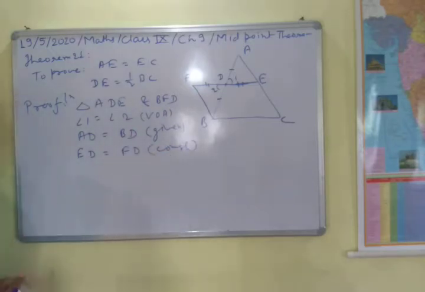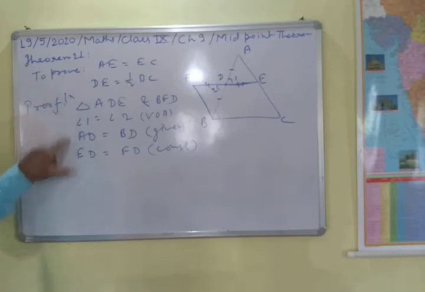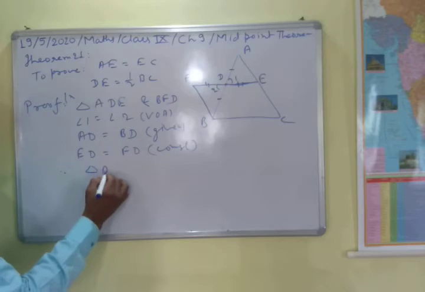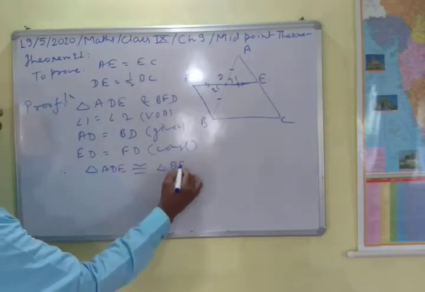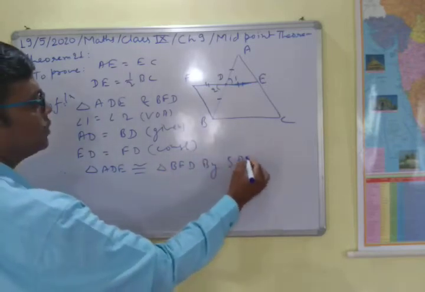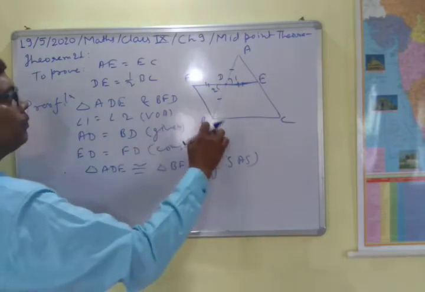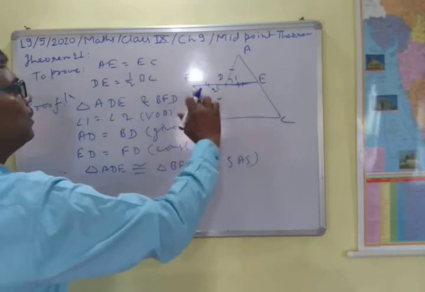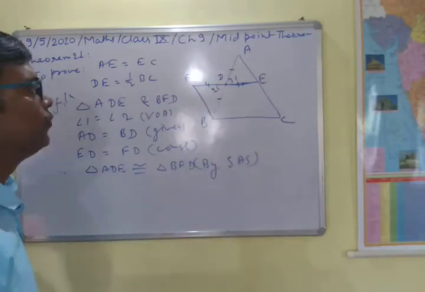So you can see that it is similar to the previous theorem. Again we have three conditions here, and therefore triangle ADE is congruent to triangle BFD, again by SAS. Everything is similar. You will prove that BFEC is a parallelogram, and when BFEC is a parallelogram, then FE is parallel to BC, or DE parallel to BC. So this is proved.